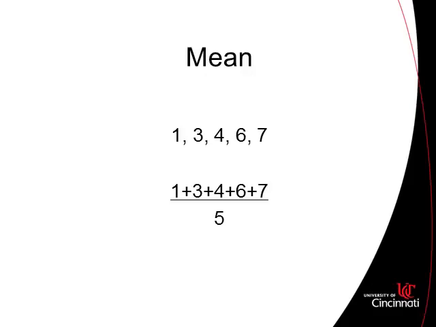But all a mean is, you add up all your scores and divide by the total number of scores. So if this first line was our data set, if we got a 1, a 3, a 4, a 6, and a 7, all we would do is add those all up and divide by 5, and we would get 4.2. So that's the mean of this data set.